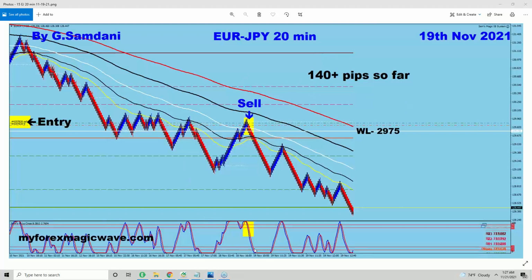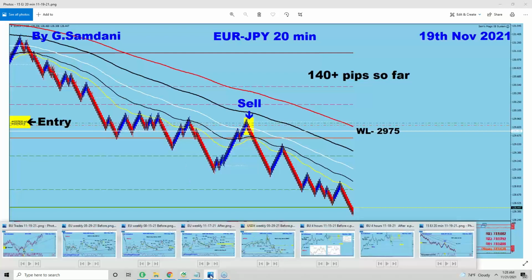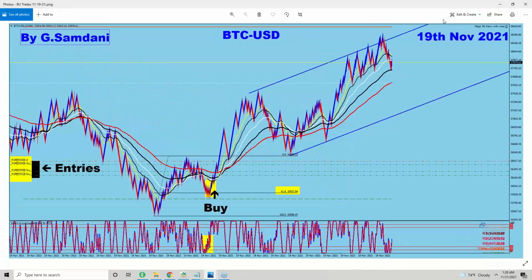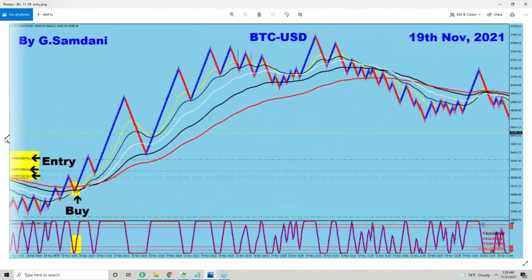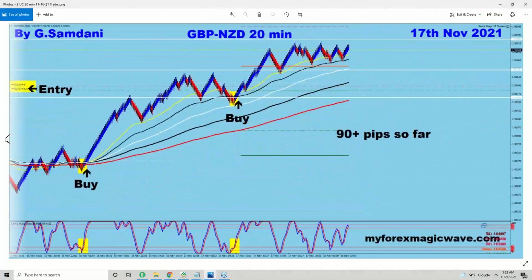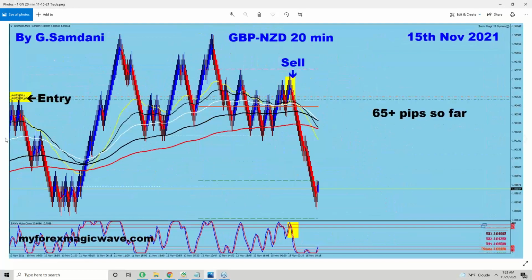So let's get started. The week started on the 15th and this is where I started. This is the chart I made. Let me go back. Okay, I'm all the way in the front.